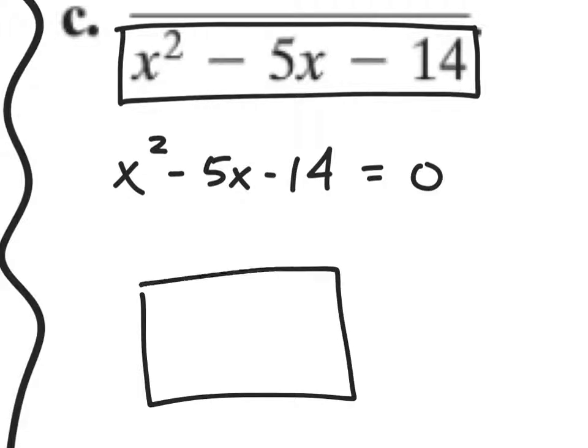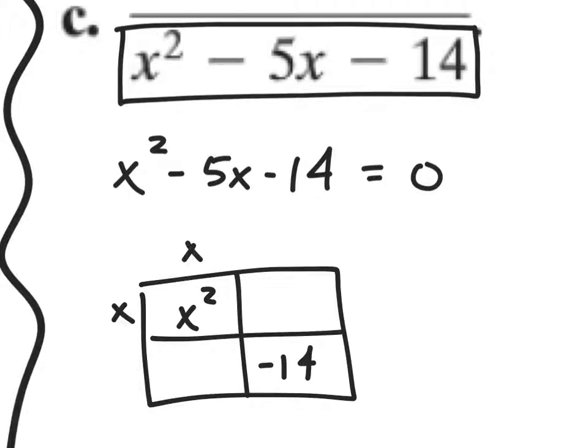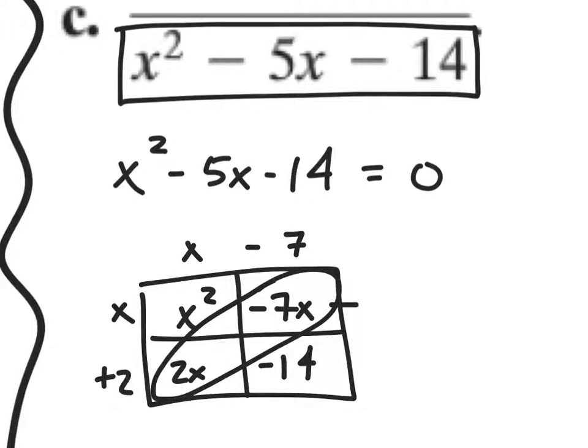So I'm going to use the box method, okay? And I'm going to put in my first term, x squared, put in my last term, -14, and I'm going to put an x here. Two numbers that multiply to -14 but add to -5 are going to be -7 and +2, okay? So let's just verify. I get -7x. I get +2x. I combine my like terms here, and that's going to give me -5x, which is what we were looking for, so we have factored this correctly.